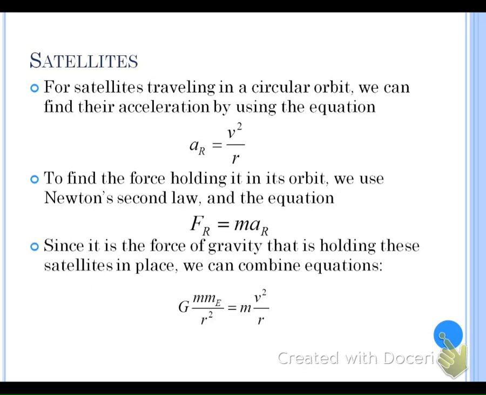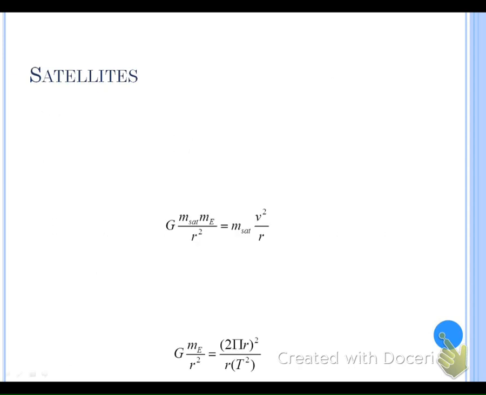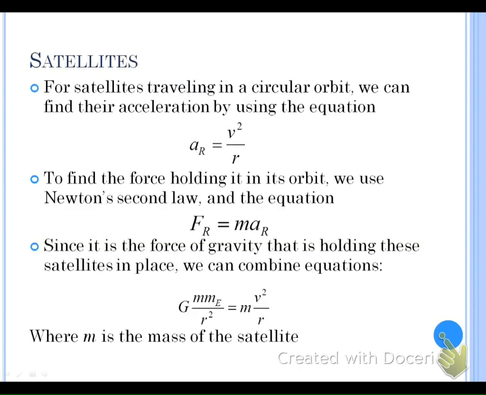Since the force of gravity is the only thing that's holding these satellites in their orbit, we can combine equations. We're going to combine equations for centripetal force, that's the equation we learned today, and it's right here, and our mass times centripetal acceleration is right here. So F sub r transfers to this new equation we learned today, and m times centripetal acceleration transfers to this.